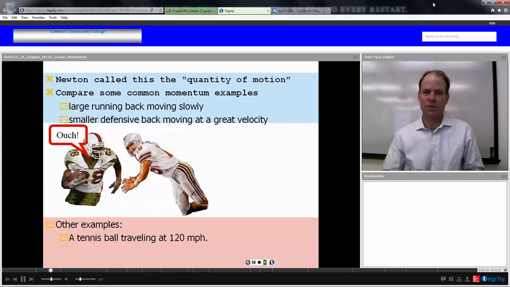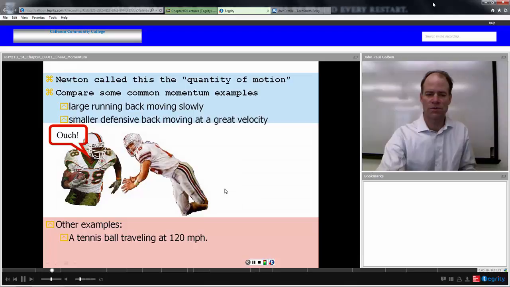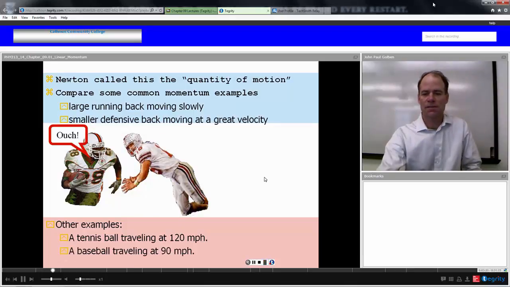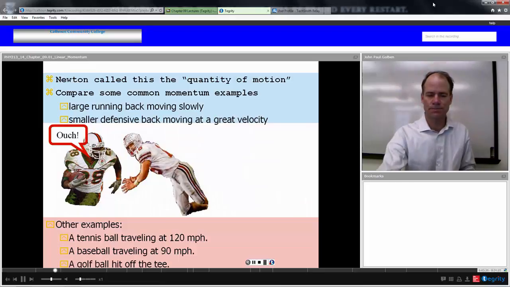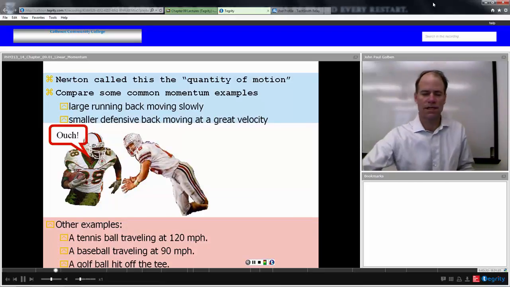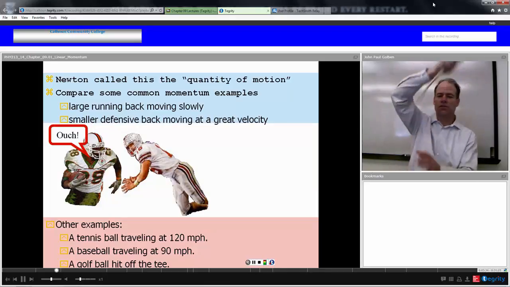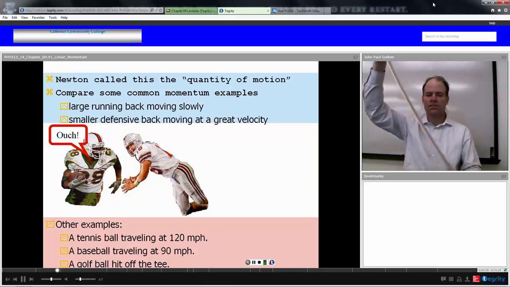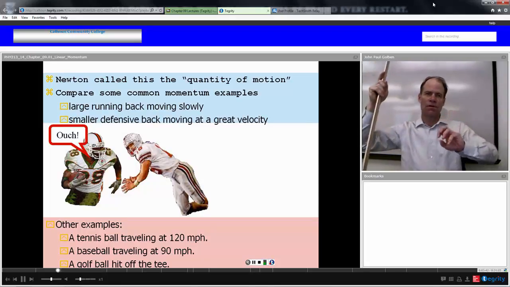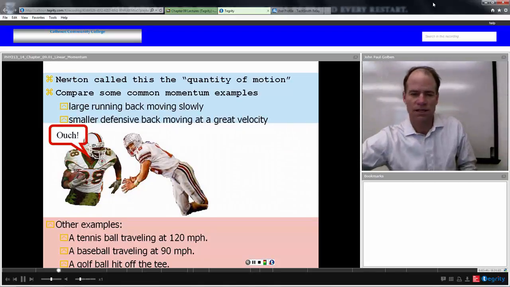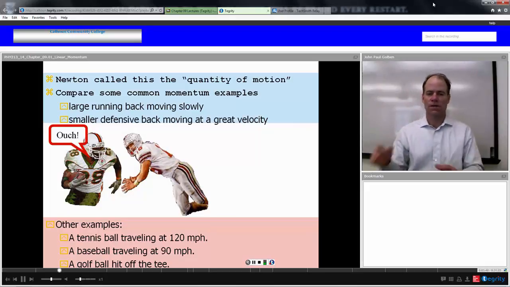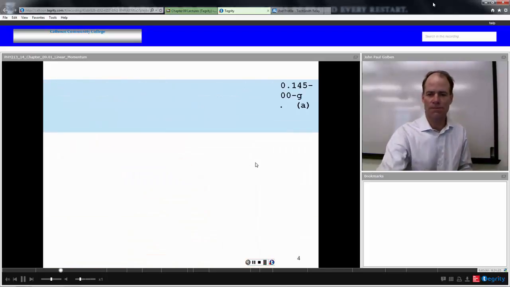A tennis ball traveling 120 miles per hour has a certain amount of momentum. Small mass with the tennis ball, but great speed, hard to stop. A baseball traveling at 90 miles per hour has a little bit more momentum because of the greater mass of the baseball. Take a golf ball hit off the tee. Your swing has angular momentum, and that gets transferred into the small golf ball, which will give it a great velocity, and it can go a far distance. So the angular momentum gets transferred into the linear momentum of the golf ball.